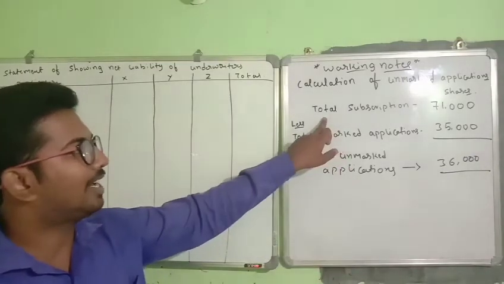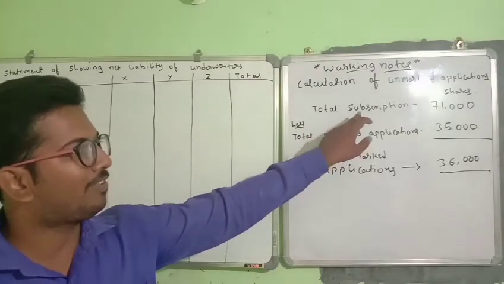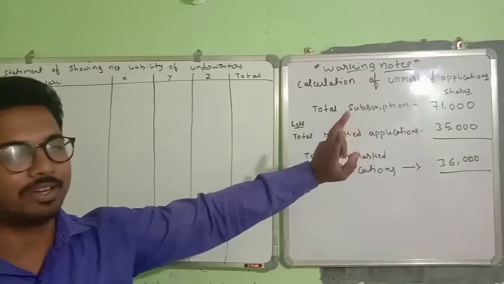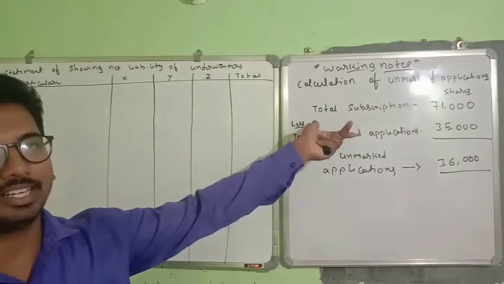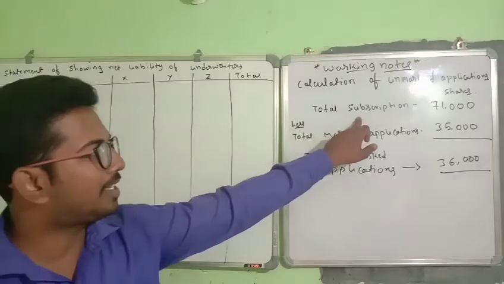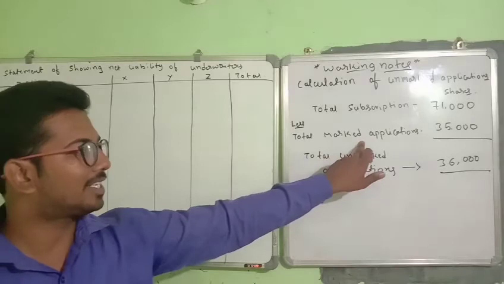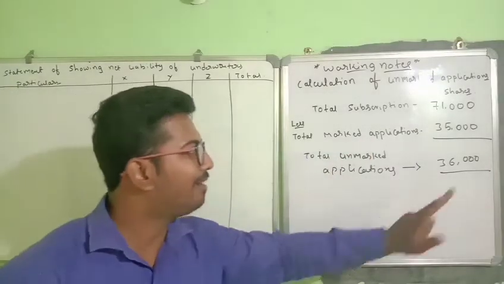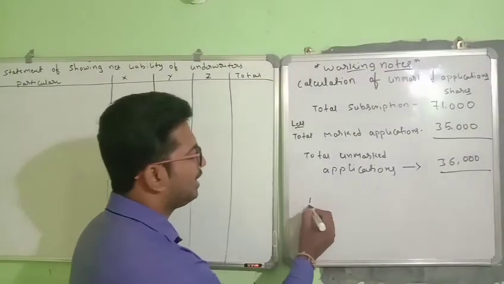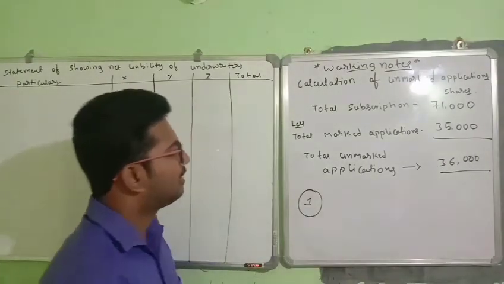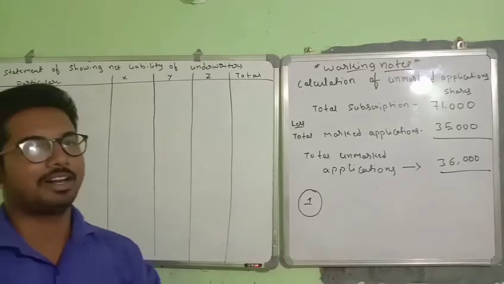Because in our note, if the total subscription includes the firm underwriting, we need not add it again. In case the total subscription excludes the firm underwriting, then we should add public subscribed shares plus firm underwriting, then less marked applications, and we'll get total unmarked applications. So applying condition one here, we can treat firm underwriting as on par with unmarked applications.